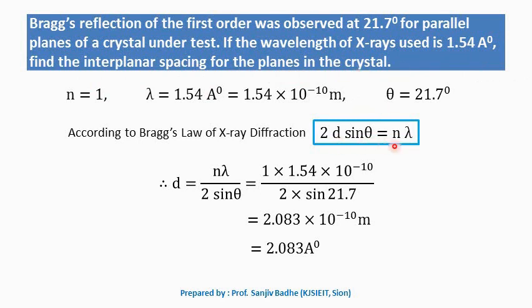n is given, first order, so n is equal to 1. Lambda is given as 1.54 angstroms, that is 1.54 into 10 raised to minus 10 meters, and theta, the angle at which the first order maximum is obtained, is given as 21.7 degrees. So this is a simple substitution problem. We'll just write the relation for d as n lambda upon 2 sin theta, and we'll substitute the values, and d can be obtained after calculation as 2.083 angstroms. So in this problem the value of d is 2.083 angstroms.